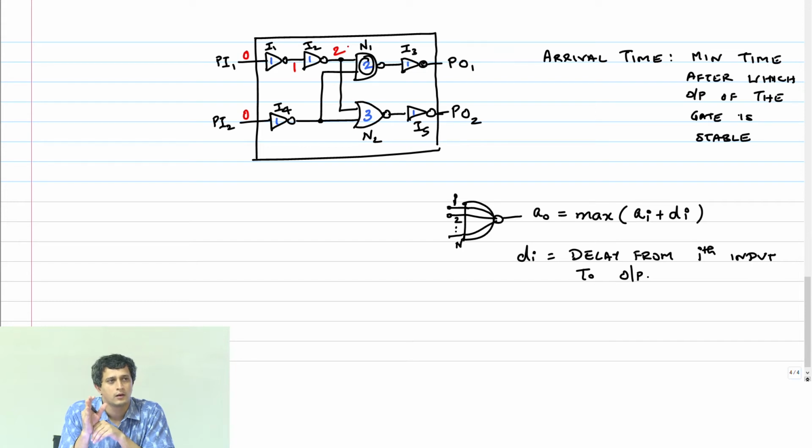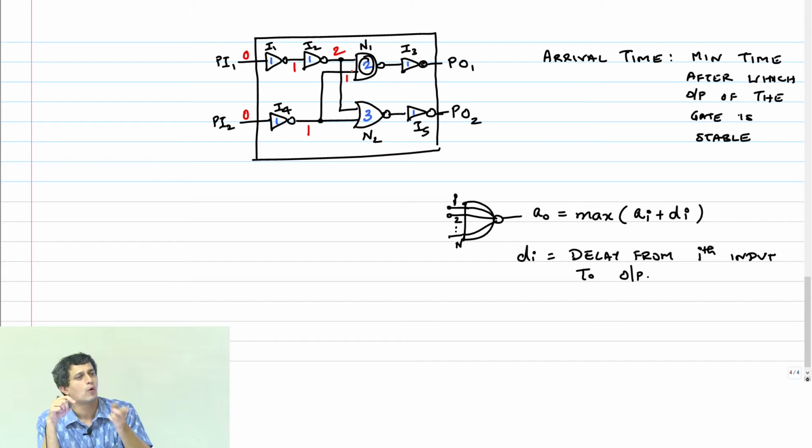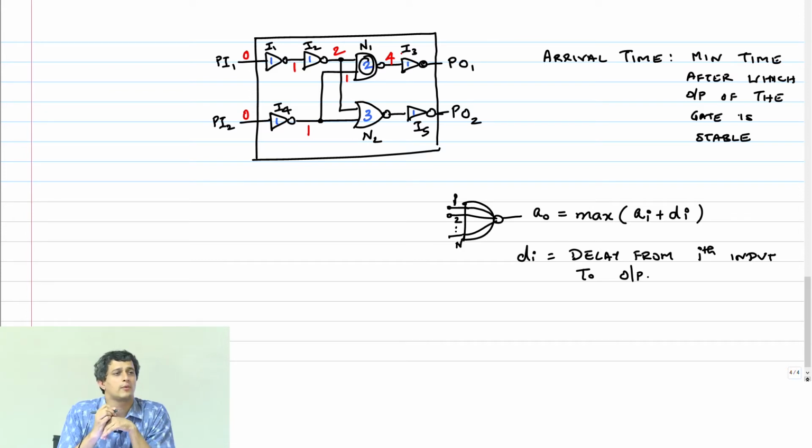Be careful here. It depends on when the other guy came. So therefore, you got to first solve for I4. What's the arrival time at the output of I4? 1. Now therefore, the arrival time at this node is also 1. Now you have to do max of arrival time at first input, which is 2 plus 2 and 1 plus 2, and therefore this will be 4. What's the arrival time at the output of I3? 5. Now, so therefore the arrival time here is 2.